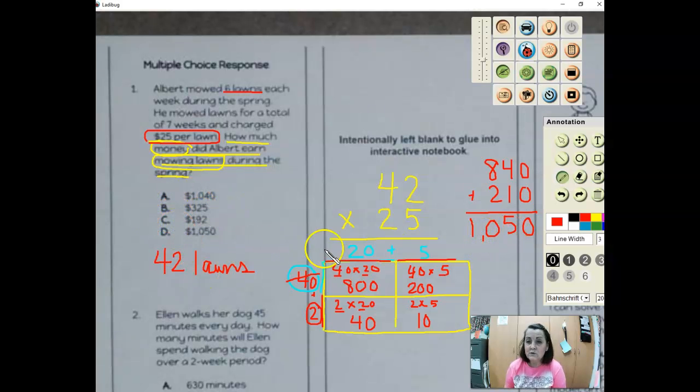Is our answer choice on here, boys and girls? Yes. I want you to think about if or why somebody might pick 192, or why someone might pick 325, or why somebody might pick 1040. Those are the incorrect answers, and some of them may be distractor factors, so think about that.